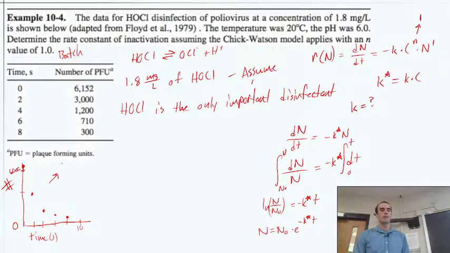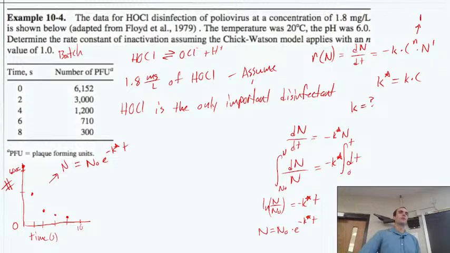So this is the number concentration. We could assume maybe 1 liter or something, right? It didn't give us any volume or anything like that. We're given a number, so we'll just call that n. And we could say this plot is showing, given the Chick-Watson kinetics, n equals n naught times e to the minus k star t.